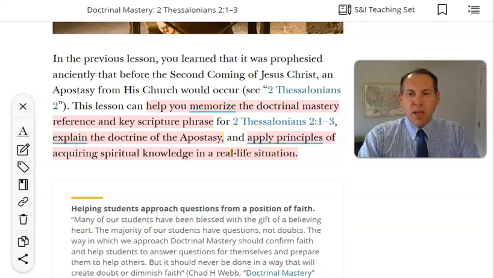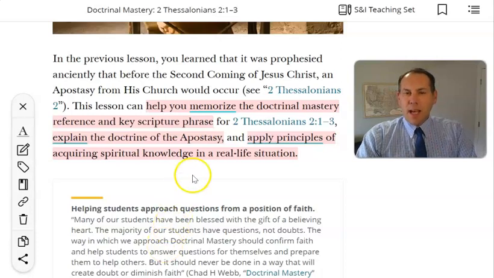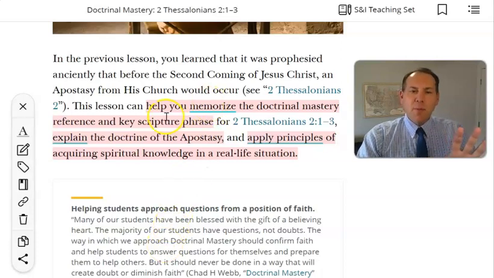which leaves the rest or the bulk of the time for applying the principles of acquiring spiritual knowledge in a real life situation with the teachings of 2 Thessalonians 2, 1 through 3. And so in advance, decide a little bit of time here, maybe 5, maybe 10 here, but let's focus our attention here because that seems to be the thing of most value for this lesson.